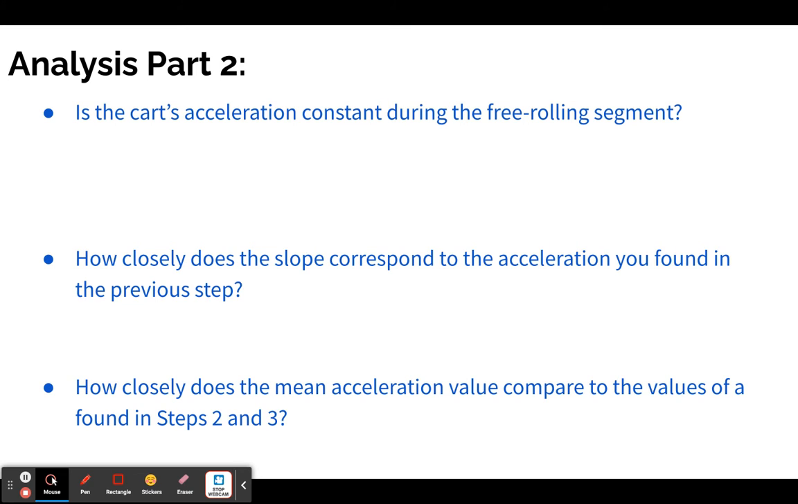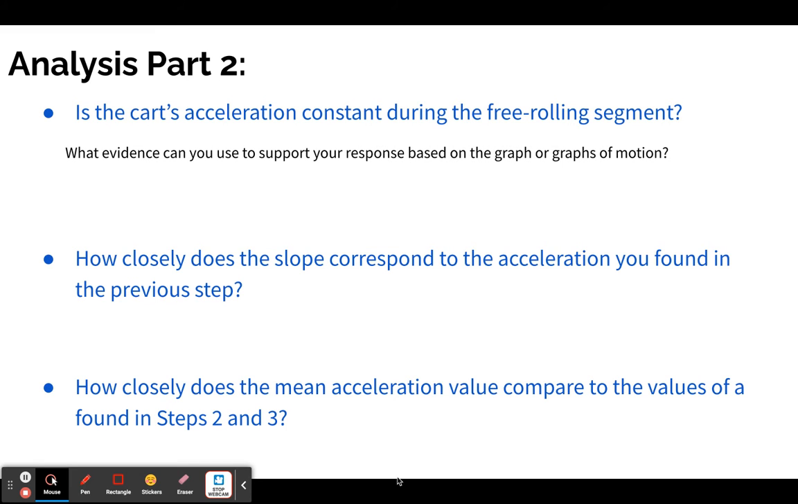In question number 4, it's asking to analyze the acceleration versus time graph. Is the cart's acceleration constant during the free rolling segment? How do you know? Estimate the acceleration using the graph. So for that question 4, how do we know if it's constant? Basically, what evidence can you use from your graphs to support your response?